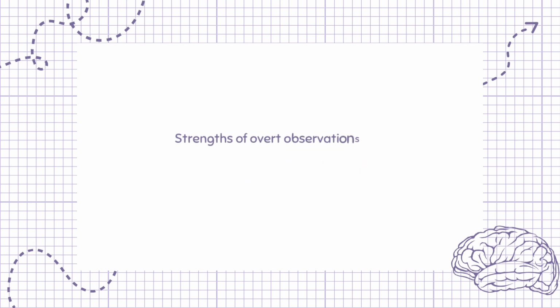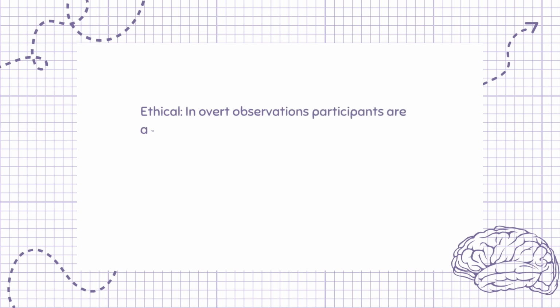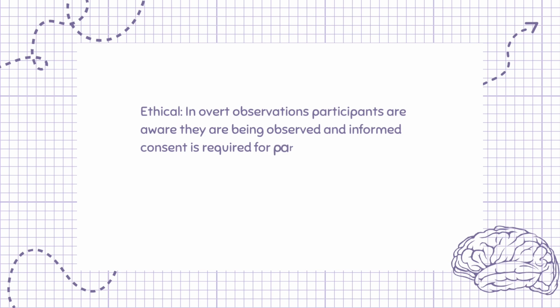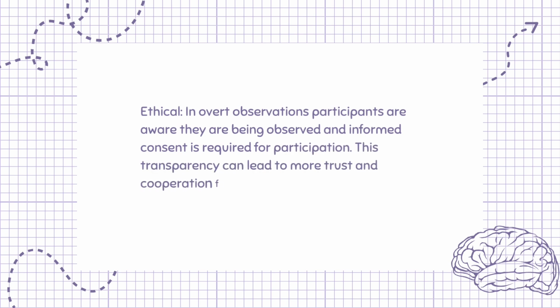Strengths of overt observations and why they are an improvement on covert observations. Ethical. In overt observations, participants are aware they are being observed and informed consent is required for participation. This transparency can lead to more trust and cooperation from participants, as privacy and confidentiality is respected.